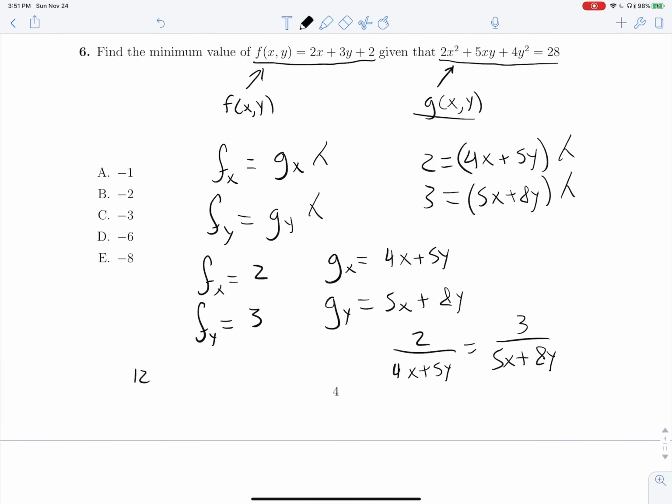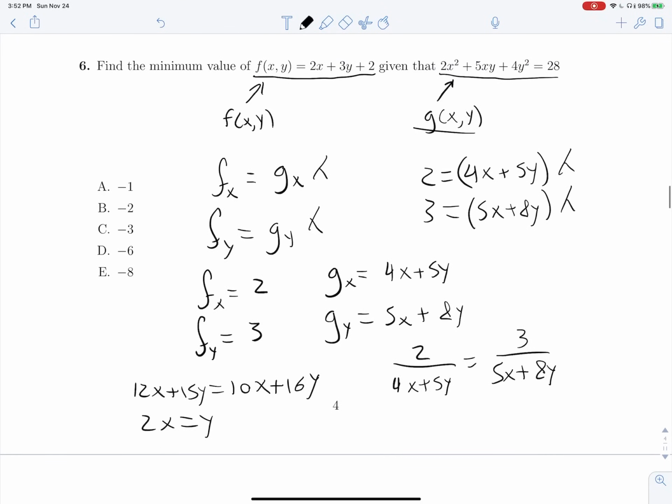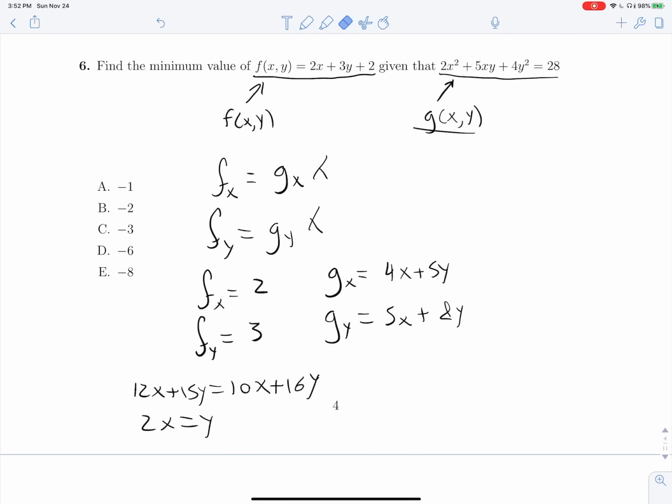So 12x plus 15y is going to be equal to 10x plus 16y. This will give us 2x equals y, which is exactly the kind of nice clean relation that we want to get out of this thing. And we know that from here we can plug this back into our g of xy. I need a little bit more space, so I'm going to get rid of that over there. Okay, so if 2x equals y, for every y that we see up here, we'll replace it with a 2x.